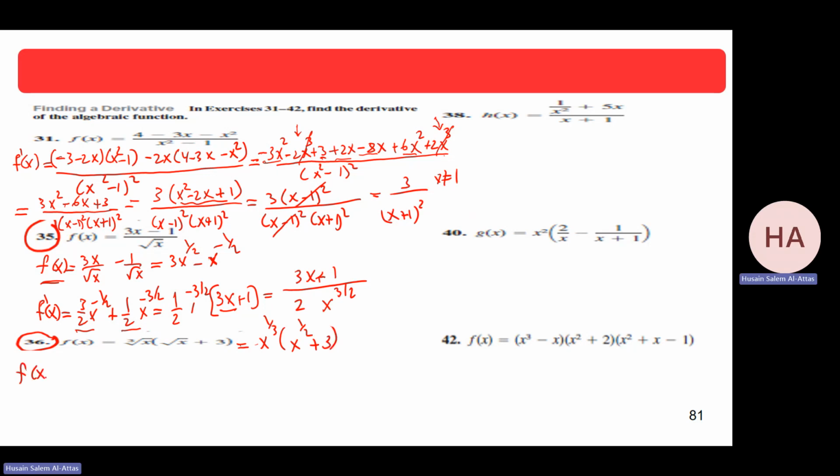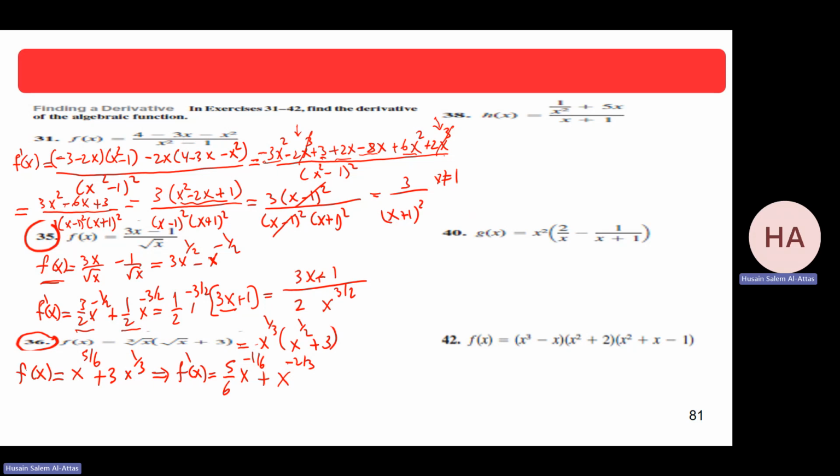So f of x will be equal to x to the power 1 over 3 plus half, this is 5 over 6, plus 3 x to the power 1 over 3. Until now, we did not do any derivative. Now we'll do the derivative. F prime is 5 over 6 x to the power minus 1 over 6, plus 1 over 3 times 3, which is 1, times x to the power minus 2 over 3.